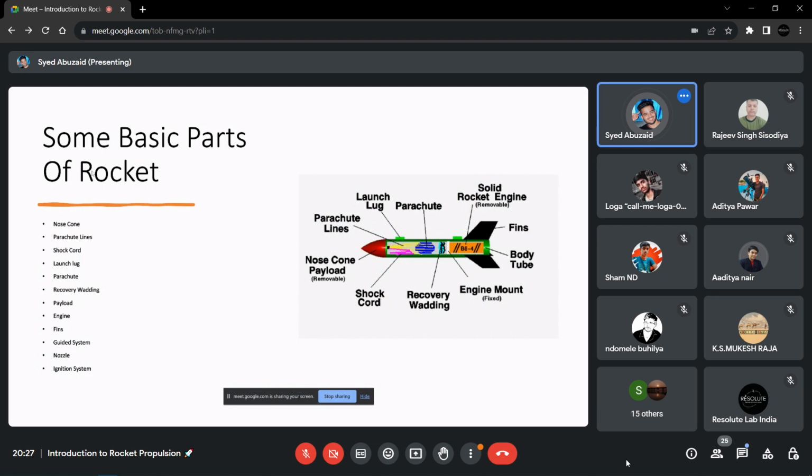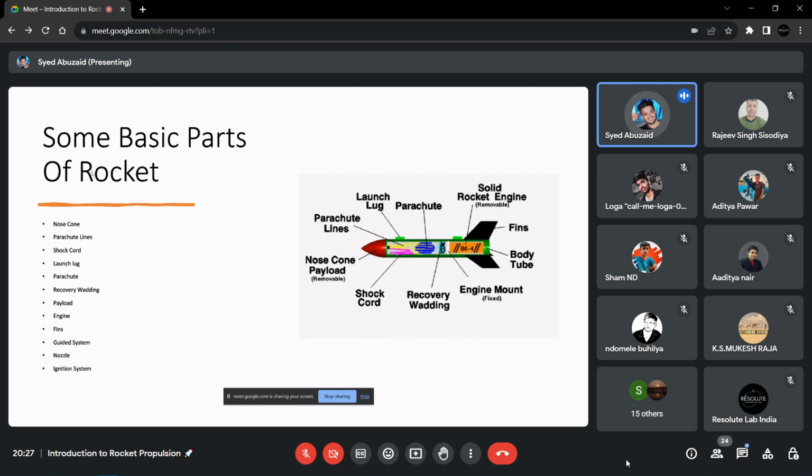Now I'm going to talk about some basic parts of rocketry, with some examples and some basic theory that has been written in this PPT. The first one is the nose cone, which is the top part of the rocket. We carry some payload, some warheads, inside it.